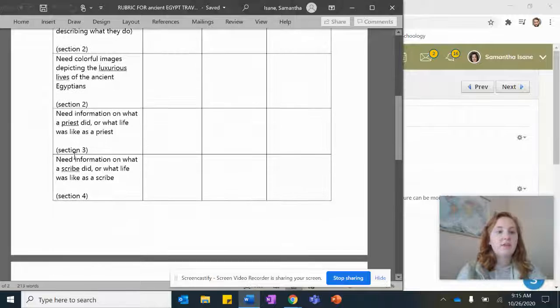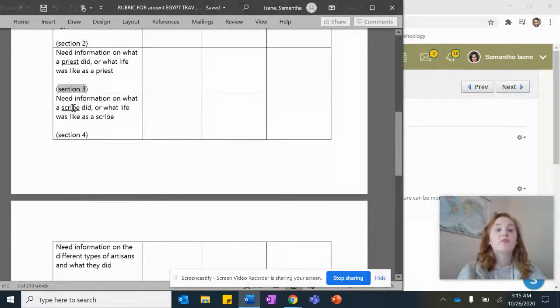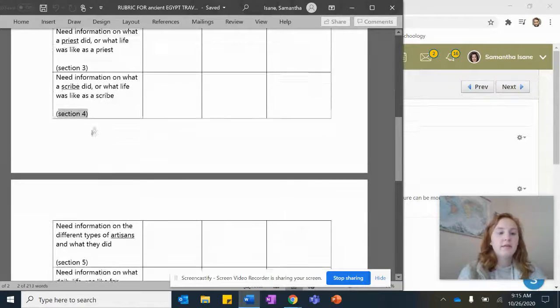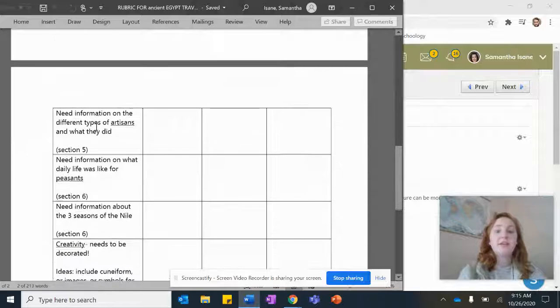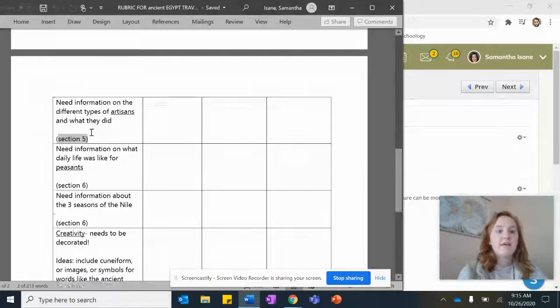Next thing, I want information on what a priest did or what life was like as a priest. That is in section 3. Next thing you need is information on what a scribe did and what life looked like for scribes, and that will be in section 4. Next thing you need is information on the different types of artisans. There are a few different types, and you'll find that information in section 5.